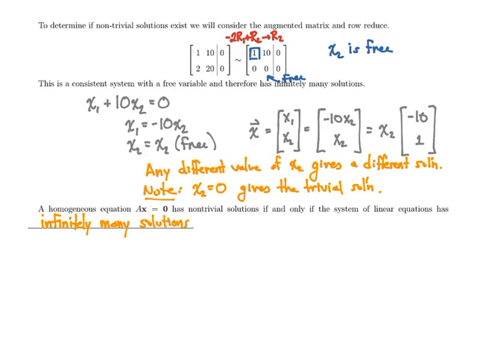But that is the same thing as saying that the system of linear equations has free variables. So in a homogeneous equation where the right-hand side equals 0, we know there are going to be non-trivial solutions if and only if there are free variables in our system.